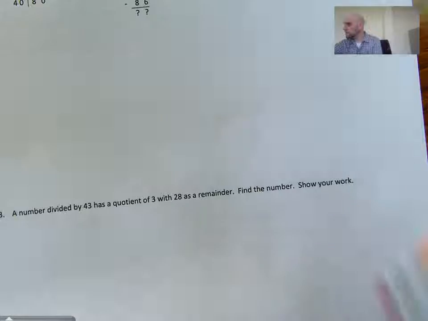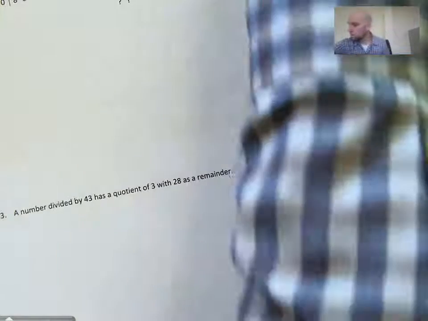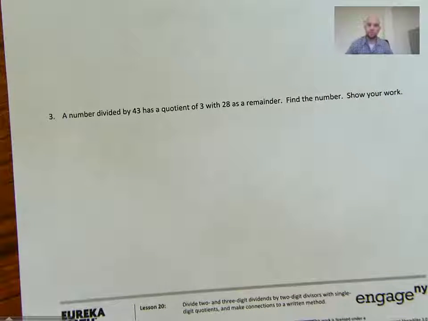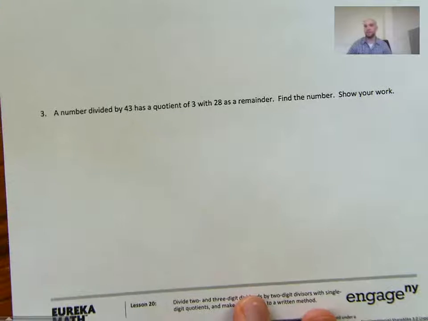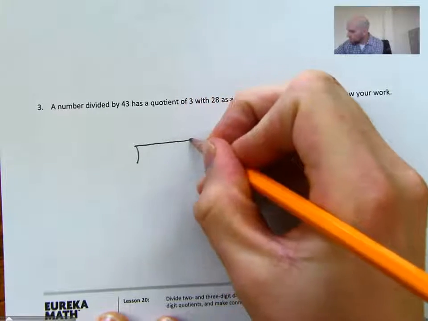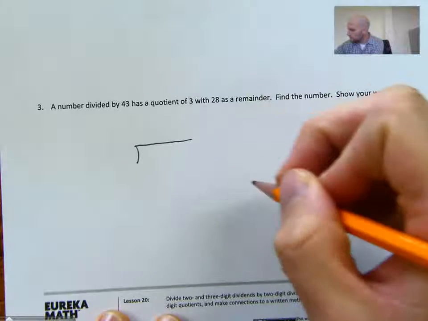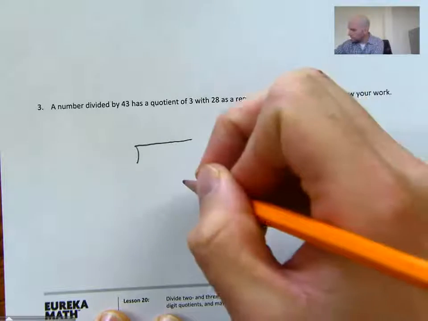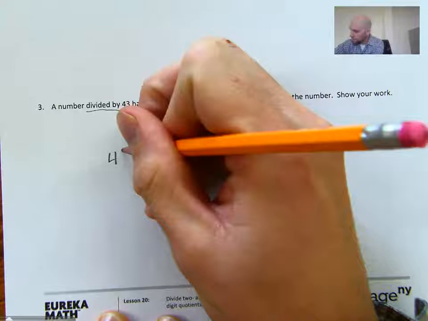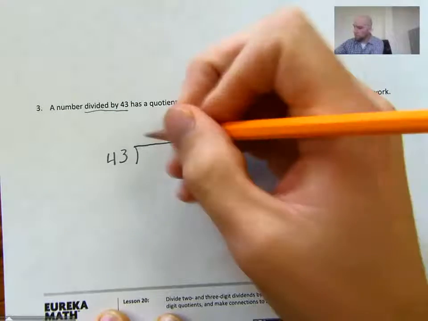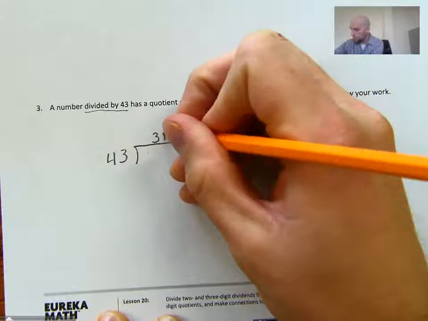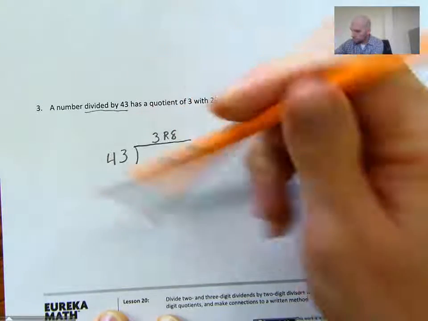All right, then let's try one as a word problem here. So we'll do this number 3 right here. It says a number divided by 43 has a quotient of 3 with 28 as a remainder. Find the number. So I'm going to draw my box here for my division. And I know that if it says divided by, that's going to be my divisor. So that's going to go outside the box right here. It'll be 43. And it has a quotient of 3, our quotient is our answer, with a remainder of 28.